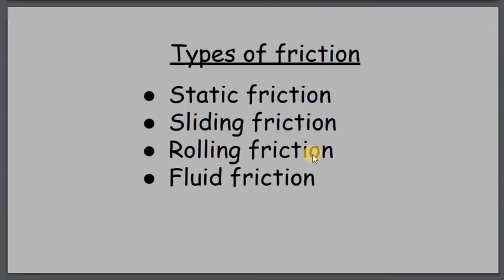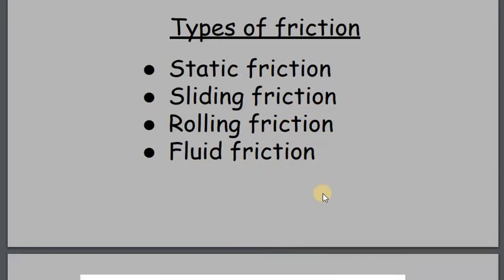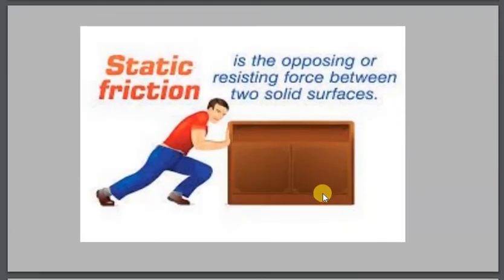Now we'll see what are the types of friction. There are four types of friction: static friction, sliding friction, rolling friction, and fluid friction. Static friction is the opposing or resisting force between the two solid surfaces. Now, when you are pushing this object, there is interlocking of the irregularities of both the surfaces. And not only that, the weight of the object also will be pressing the surface harder. That's why the friction here increases.